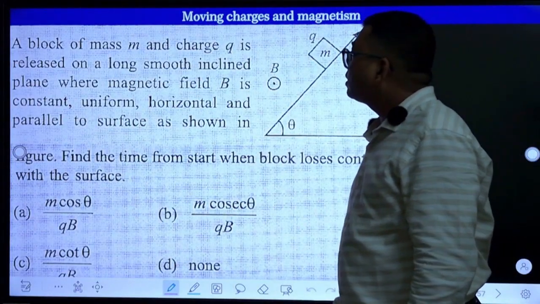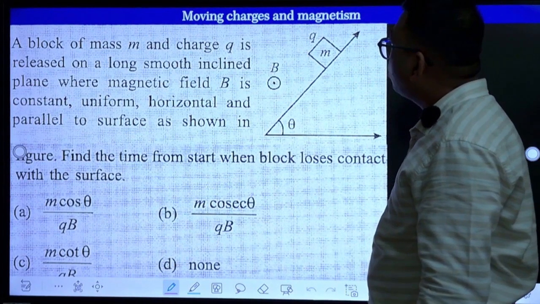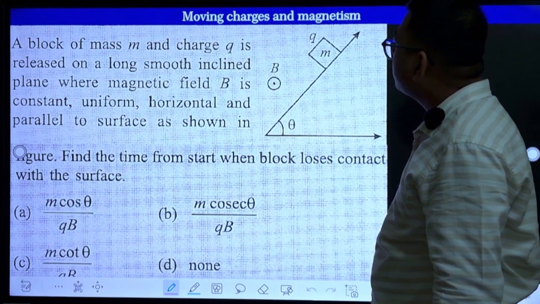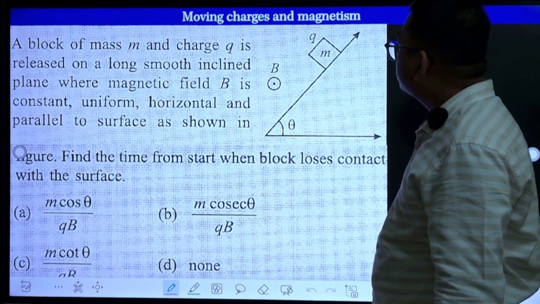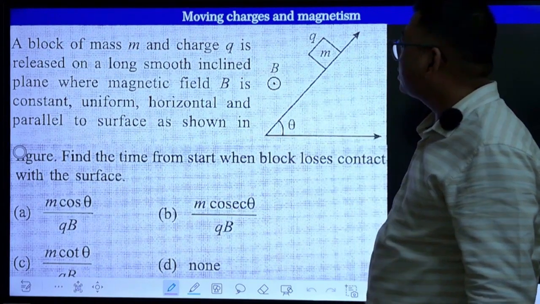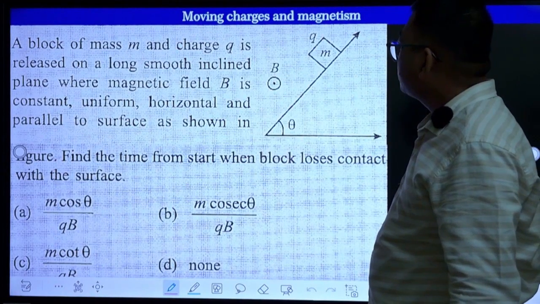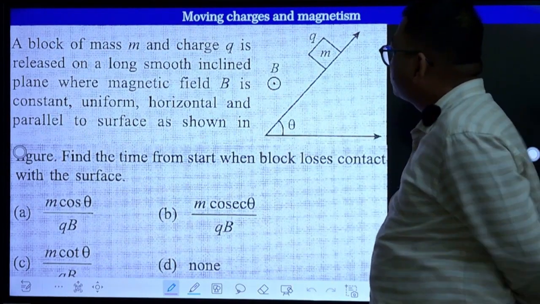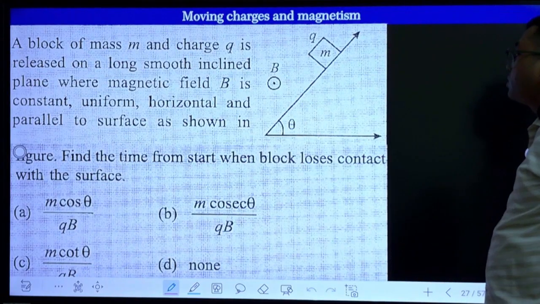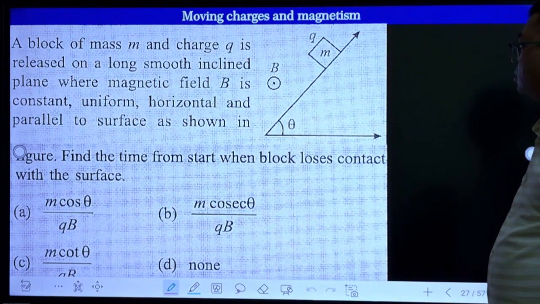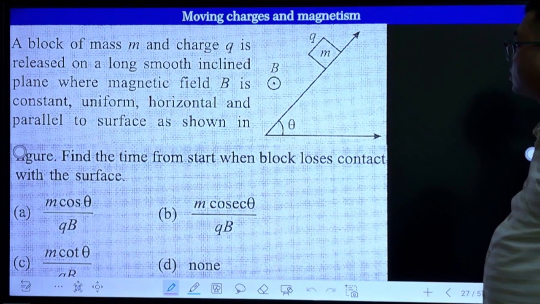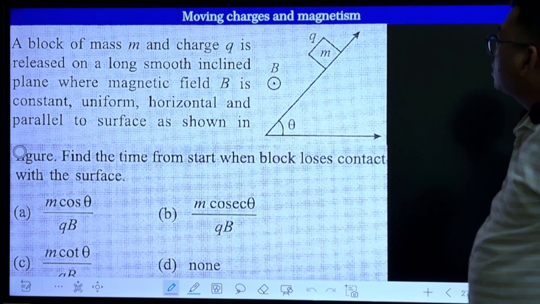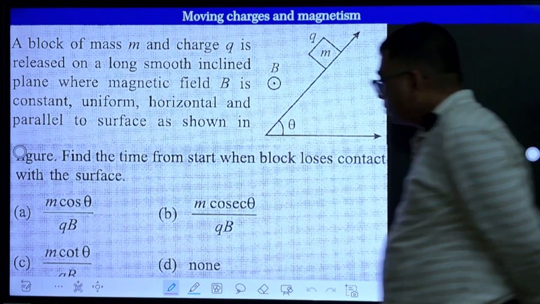A block of mass m and charge q is released on a long, smooth, inclined plane where the magnetic field B is constant, uniform and horizontal, parallel to the surface. So the magnetic field is like this way, it is parallel to the inclined surface, right? Uniform, horizontal, okay? Find the time from start when the block loses contact with the surface. When the block will lose contact, okay? So what will happen?